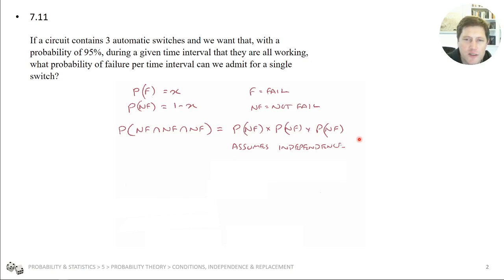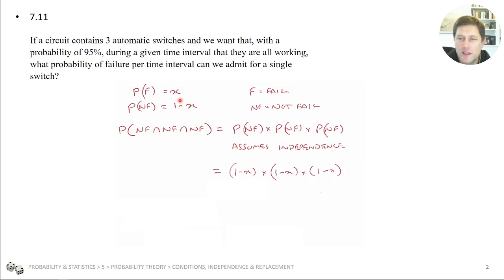Now that's an important assumption. It may or may not be true. For example, switches might be manufactured in batches, and if there's a fault with how a certain batch was manufactured, maybe all of those switches are likely to fail more quickly than they are normally. So there are some assumptions in there which you need to be aware of. If you assume independence, then you can treat it like this.